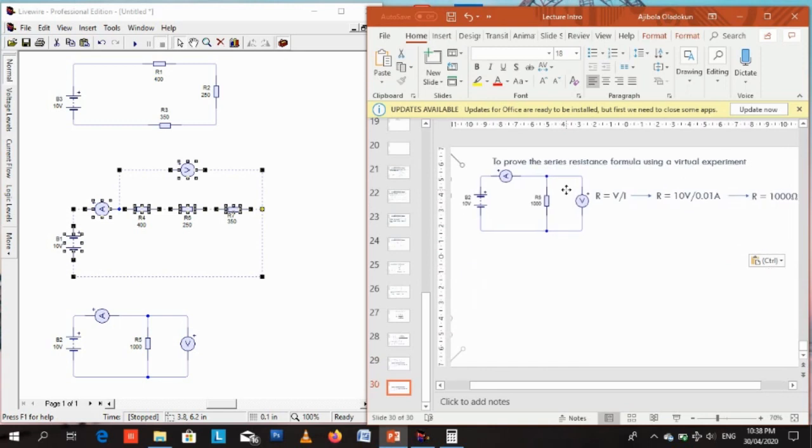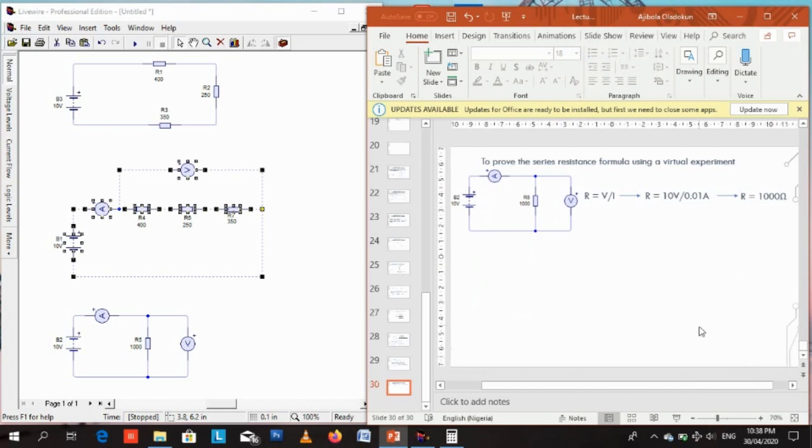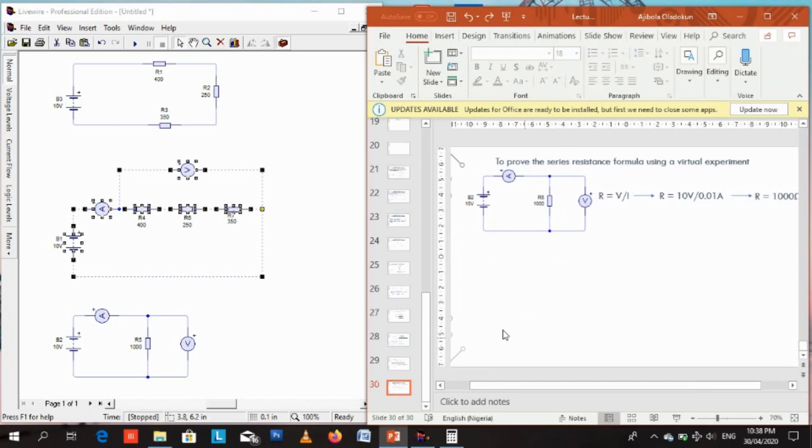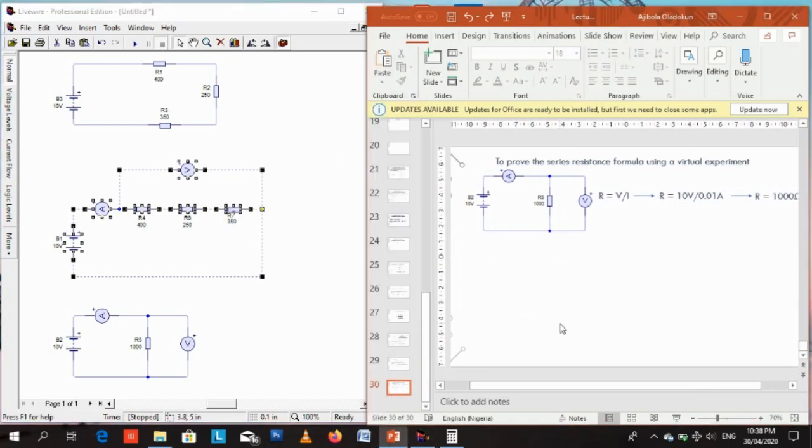drag this up, for illustration purposes, so that I can do a direct comparison. So copy, and okay, let me go back to LiveWire to copy the circuit. Right click, copy and paste.